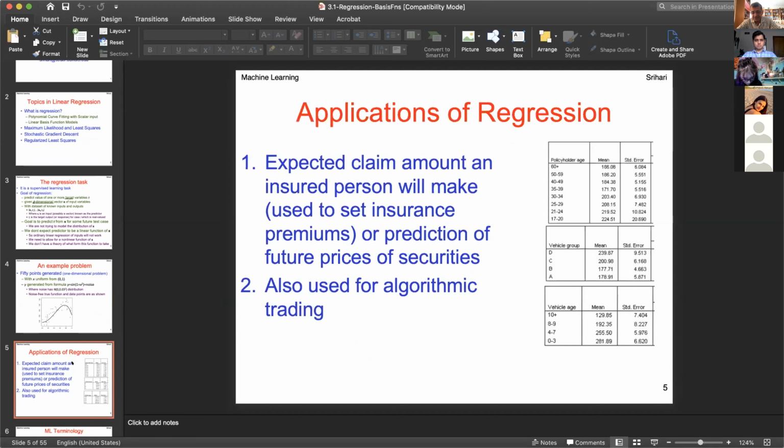that. Okay, here is another example of regression. It's another intuitive example coming from standard statistics. Expected claim amount an insured person will make used to set insurance premiums or prediction of future prices of securities. So look at the data.